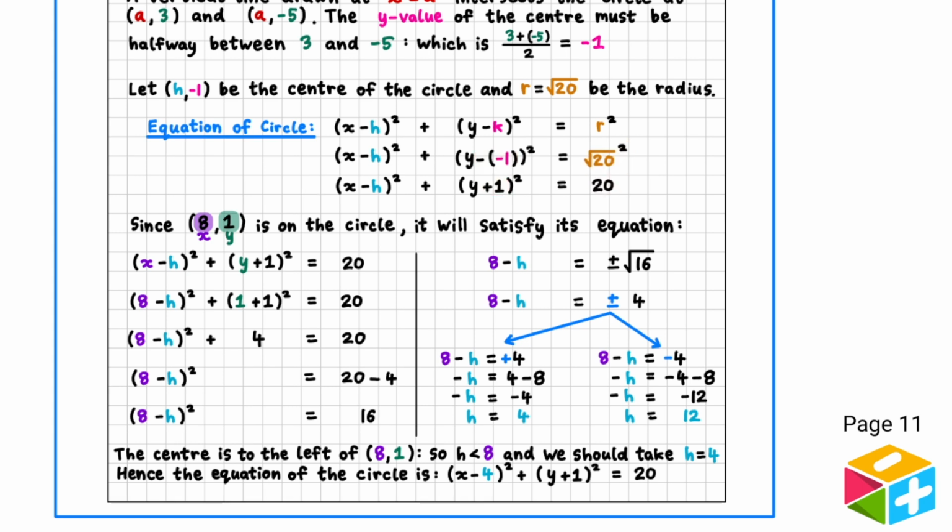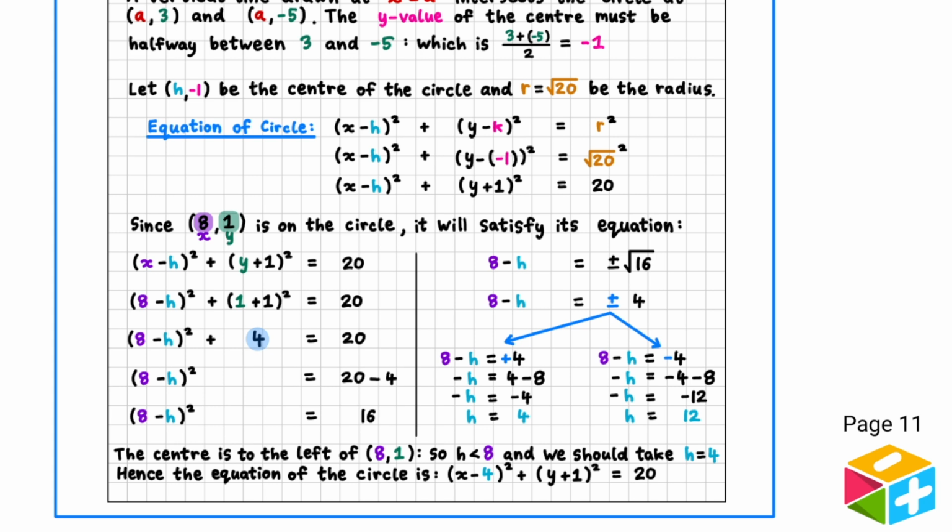We've made good progress here, but we're not quite done. We still need to find the value of h. To do this, we'll use the fact that 8, 1 is on the circle. Any point on a circle must satisfy its equation, so this means we can sub in x equal to 8 and y equal to 1 into the equation of our circle. From here, we can do some algebra to solve for h. 1 plus 1 is 2, and when you square 2, you get 4.